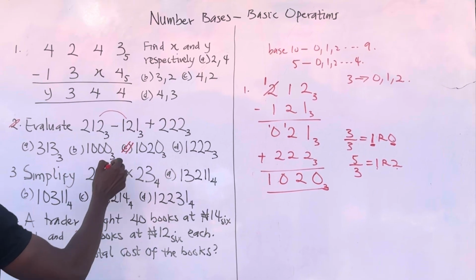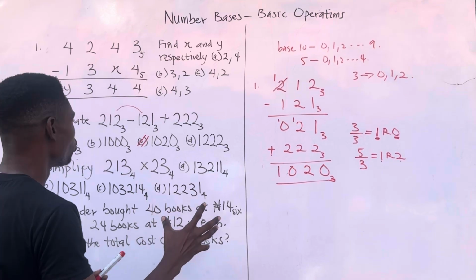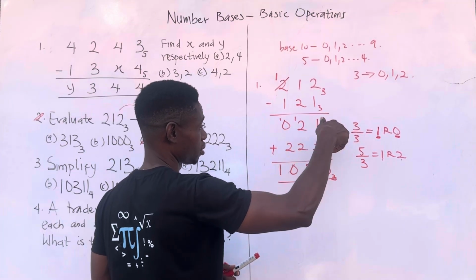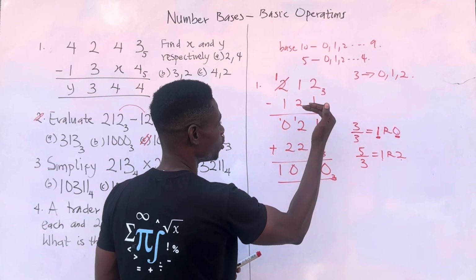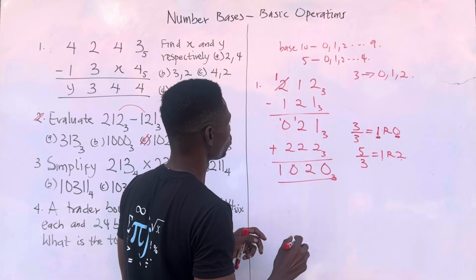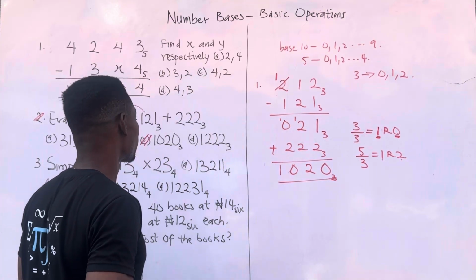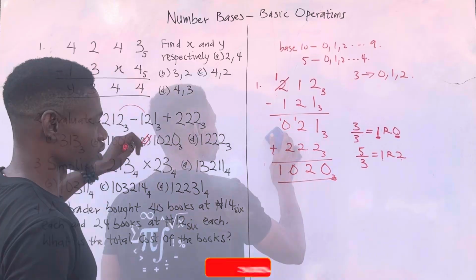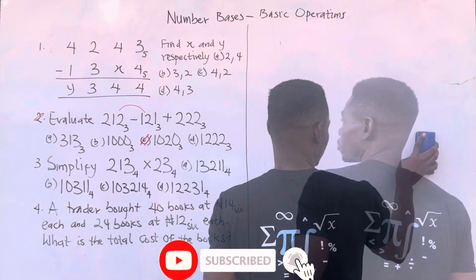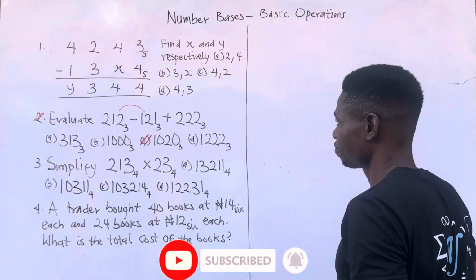And that's option C. Take note of the way we carried the numbers and how we stayed in the base. So this is a good start. Now we can come back to question 1. So we can look at number 1 now.